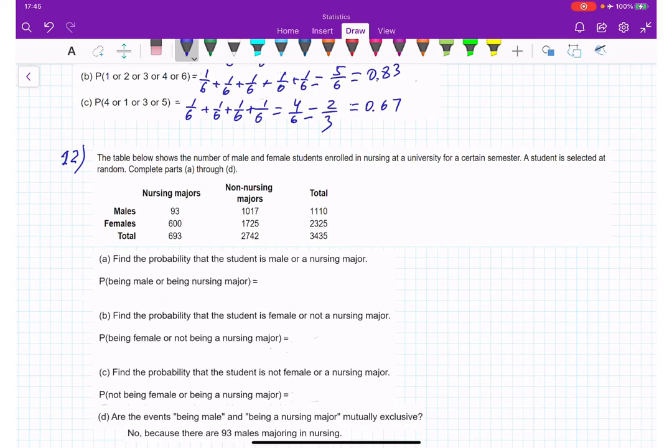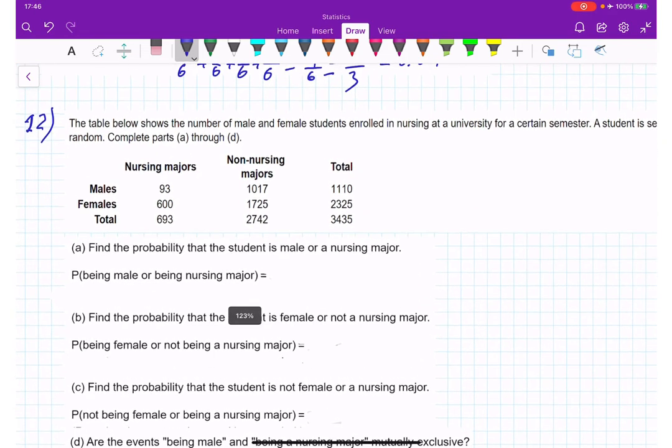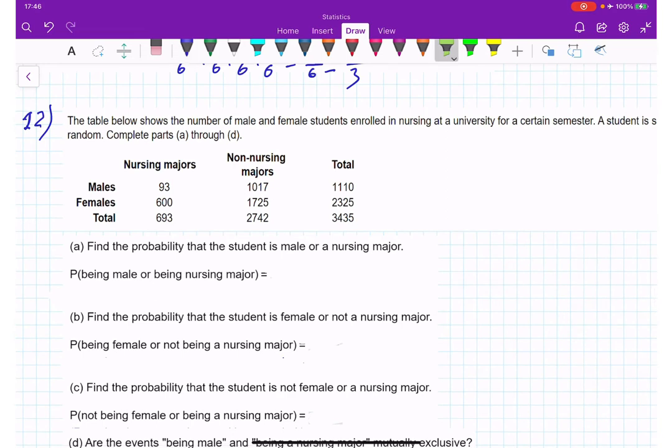Moving to question number 12. This is what we have, a table. So let's read the questions. Find the probability that a student is male or a nursing major. So it says "or," that means we need to add. So probability that a student is male. Well, how much is our total male? This much. So it's going to be 1,230 over the total, 3,435, right? Out of the total. This is our grand total.